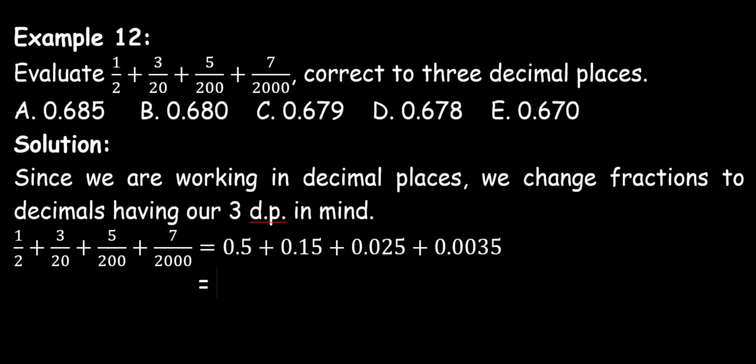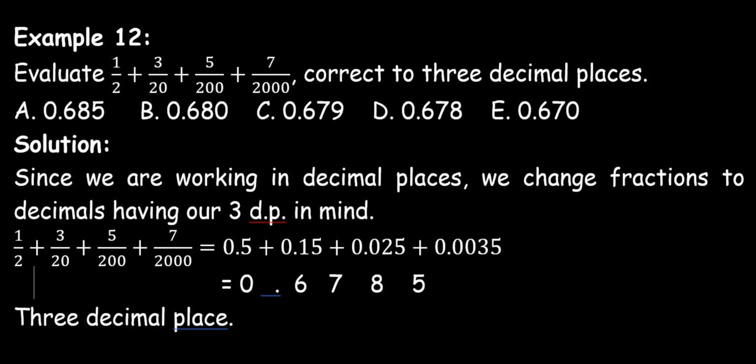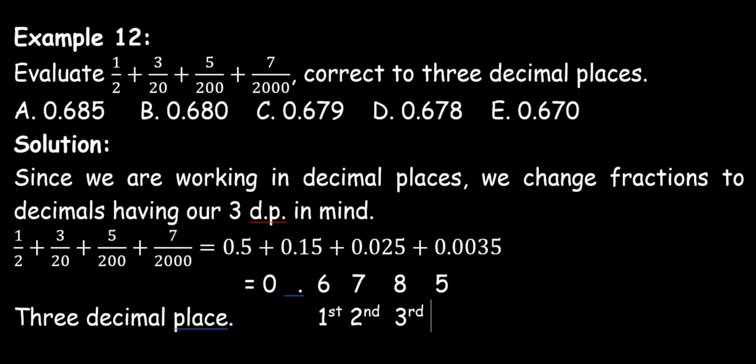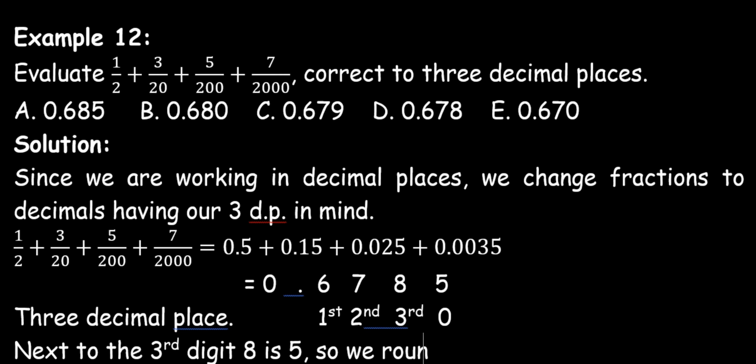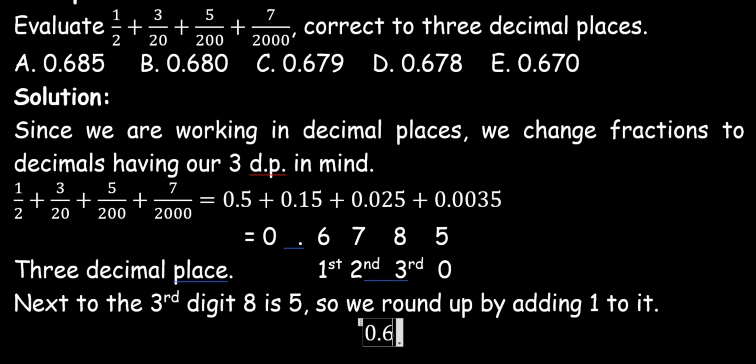Now, let us go back to where we were. The value of our summation is equal to 0.6785. Now, let us highlight. To 3 decimal places, after our decimal, the first place is 6, the second place is 7, the third place is 8. So we can conveniently put 0 under the 5. Next to the third digit 8 is 5, so we round up by adding 1 to it. Thus 0.6785 is approximately equal to 0.679 to 3 decimal places.